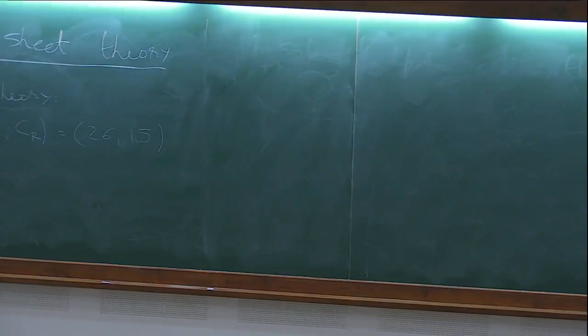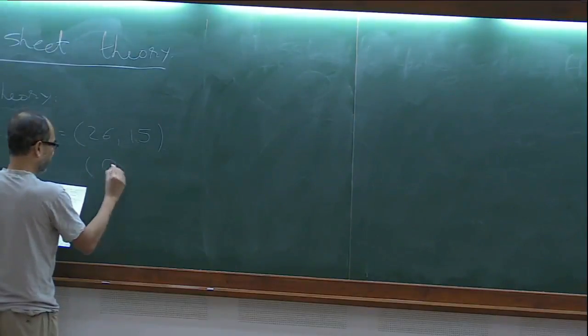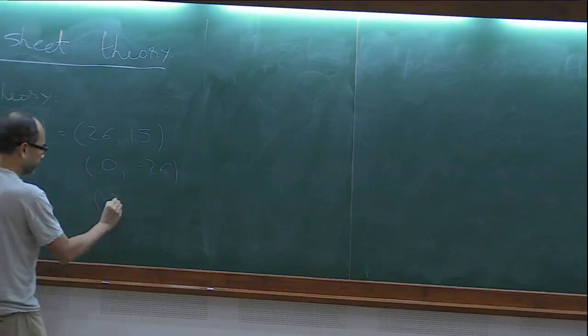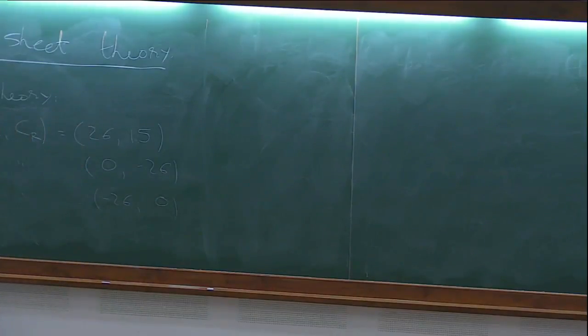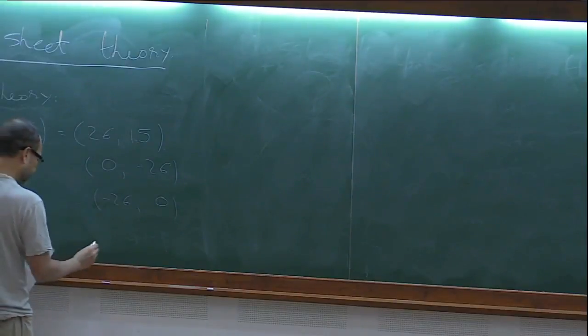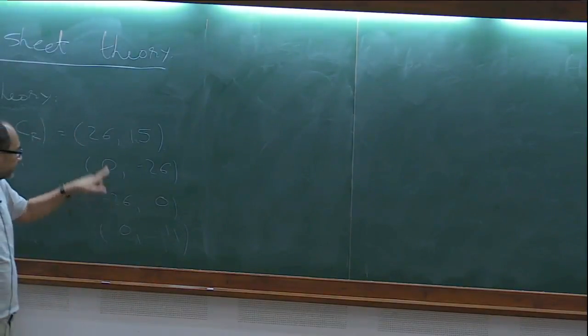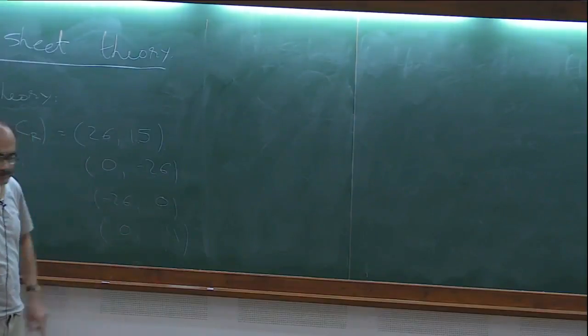Then we have the ghosts. So ghosts have first b, c. These have cL, cR as 0, minus 26. Then you have b bar, c bar. These have minus 26, 0. And then finally beta, gamma, these are the superconformal ghosts. These have 0, 11. So the total central charge always adds up to 0. As you can see, 26 minus 26 is 0, and this adds up to 0.